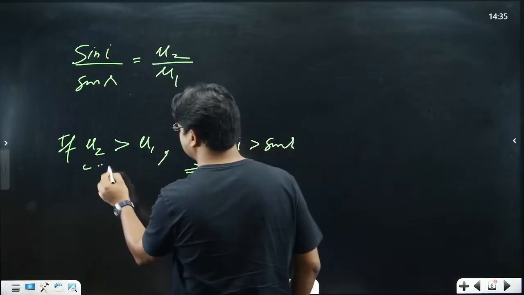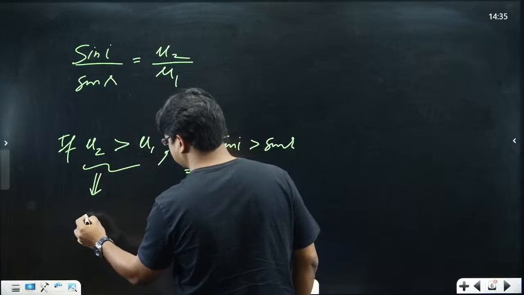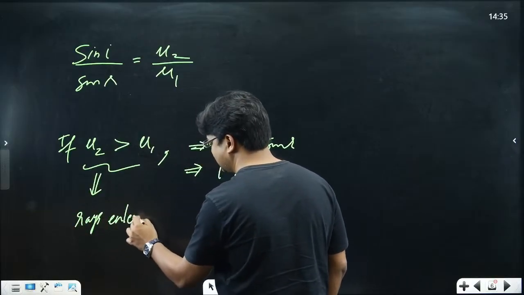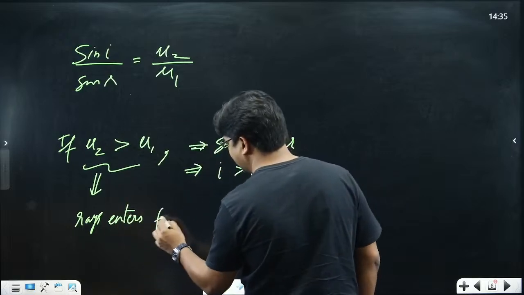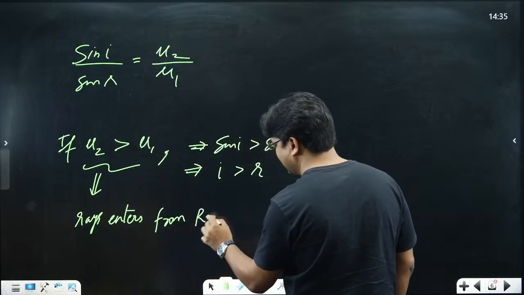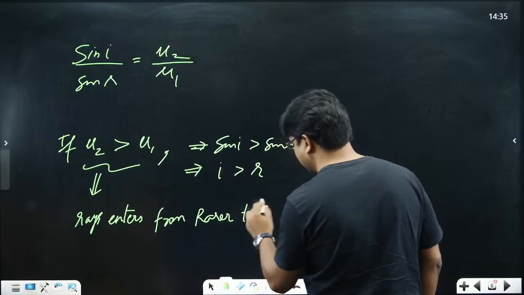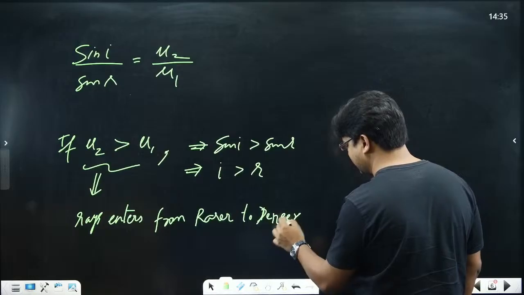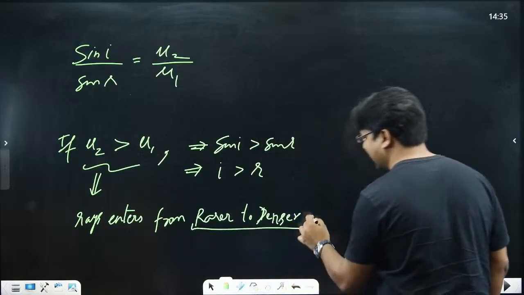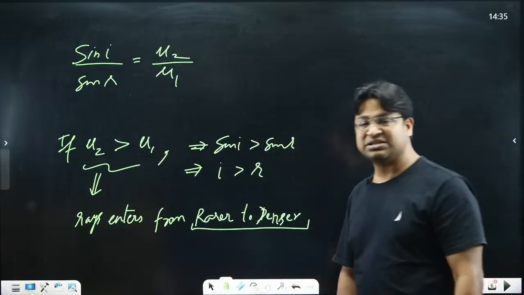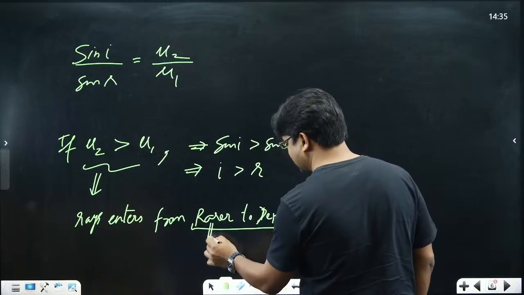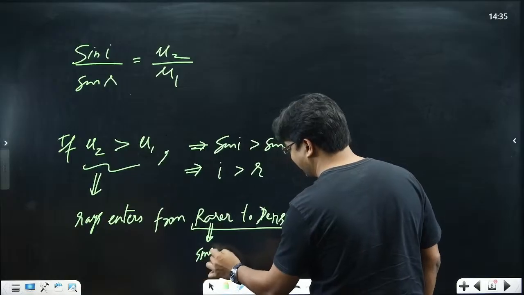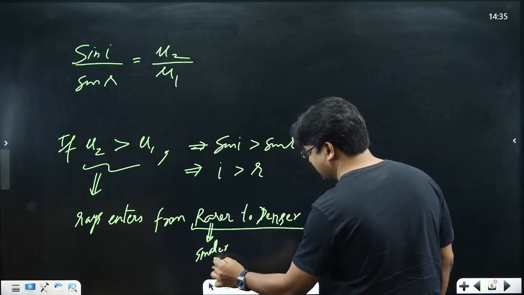Or this can also be said as when the ray enters from rarer to denser medium, from rarer to denser. Now keep this in mind, guys. When we talk about rarer and denser in the context of a light ray, it doesn't mean the mass density. It means smaller refractive index. It's a comparative word.